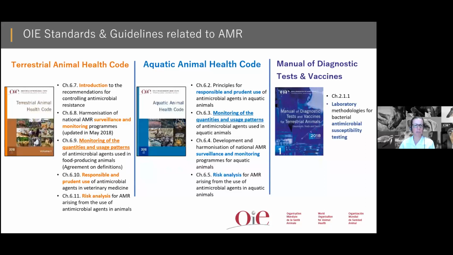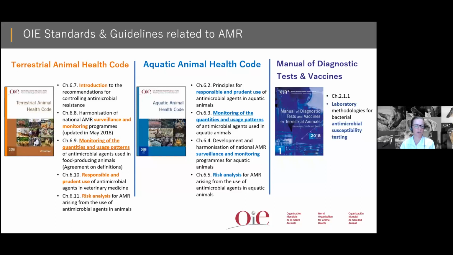So I mentioned very briefly the OIE standards. So just look at those standards and guidelines that are relevant to antimicrobial resistance. In the Terrestrial Animal Health Code, there is a mention in the introductory chapter on recommendations for controlling antimicrobial resistance. So this is chapter 6.